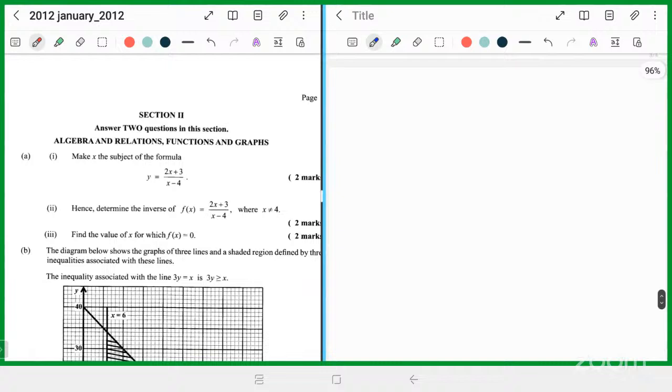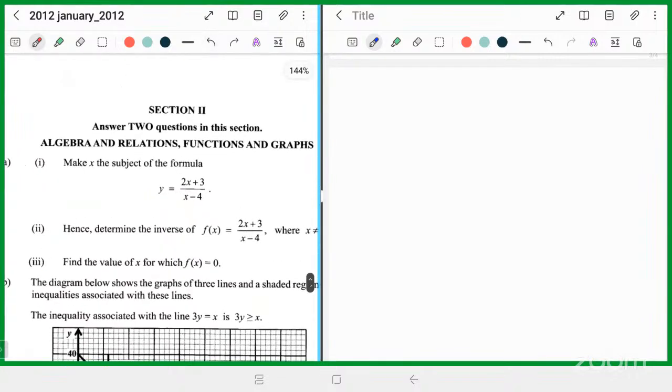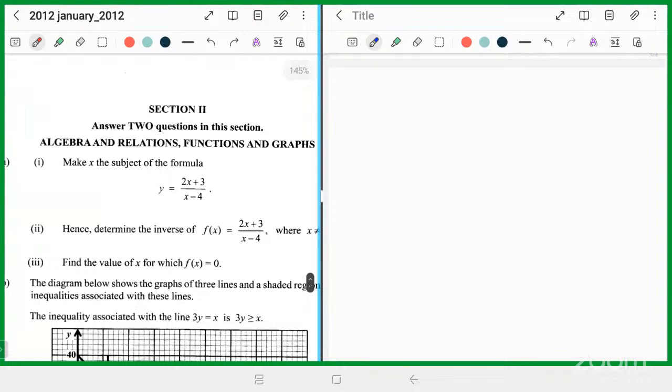So question 9 gives us this. It said make X the subject of this formula. So it's almost like the formula inverse for us now. Make X the subject of this formula. Transpose to make X the subject. All right. So we have Y equals 2X plus 3 over X minus 4. I see you ask us for the inverse subsequently.